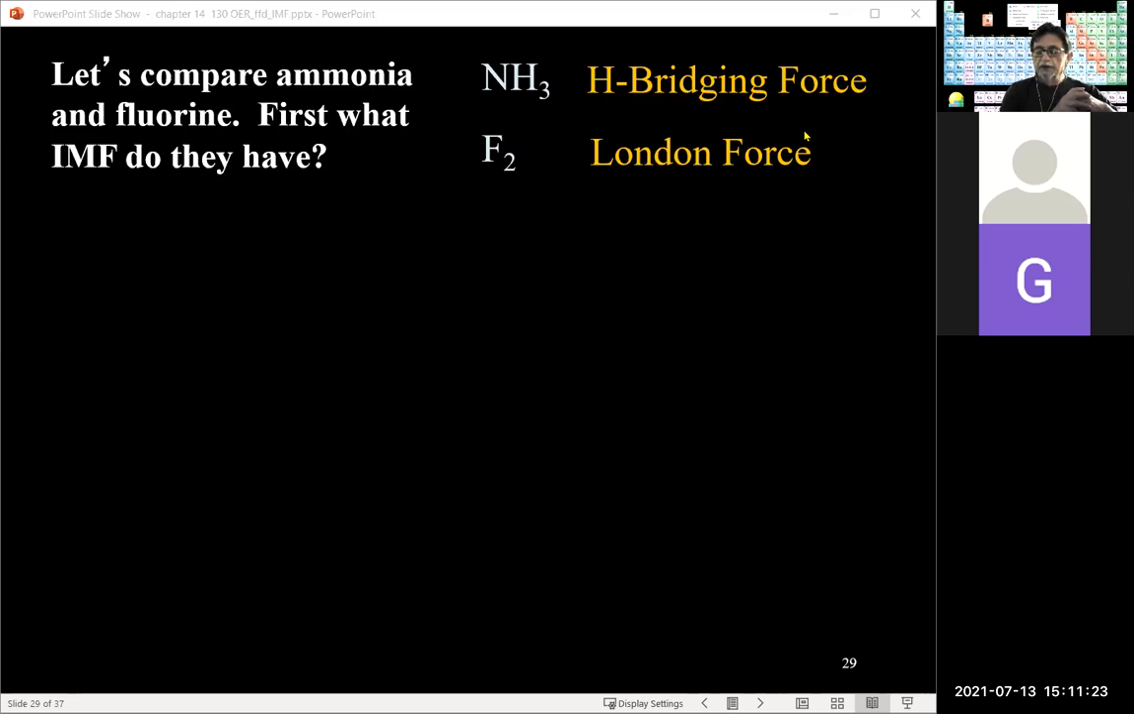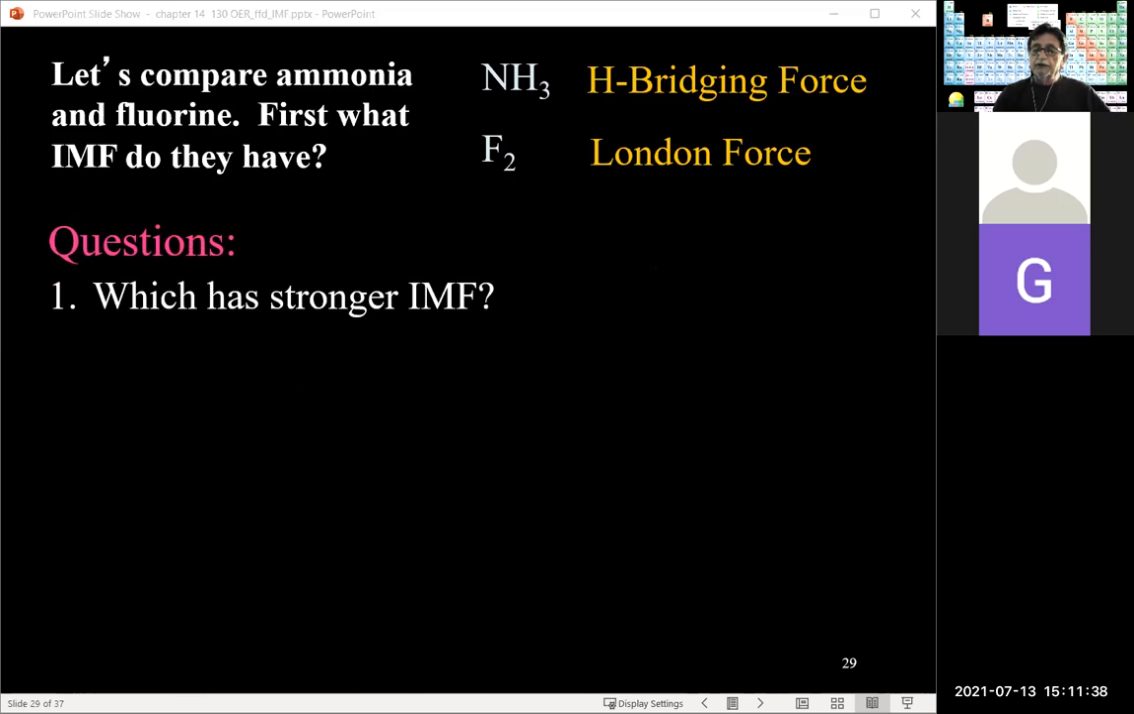The weaker force. And think about it in terms of the molecules. Nitrogen and the ammonia molecules are held onto each other stronger than the fluorine. Therefore, that's going to have an effect on the physical properties. So we just went through this scenario.